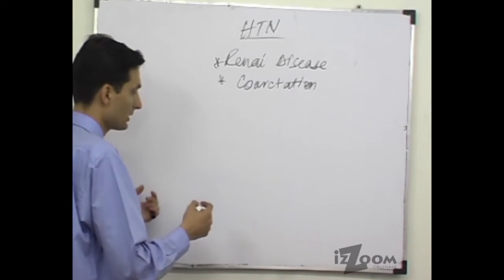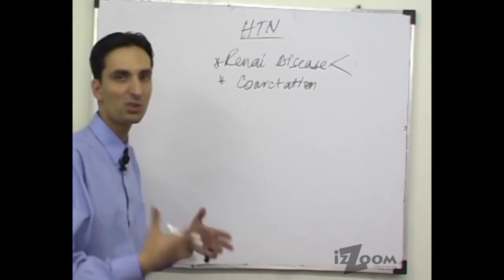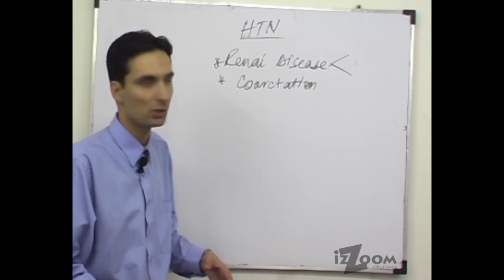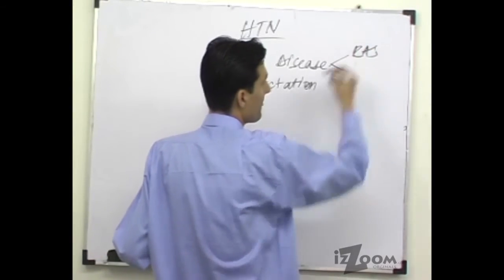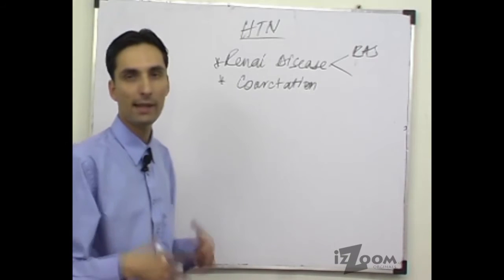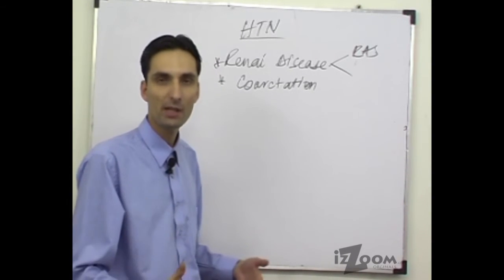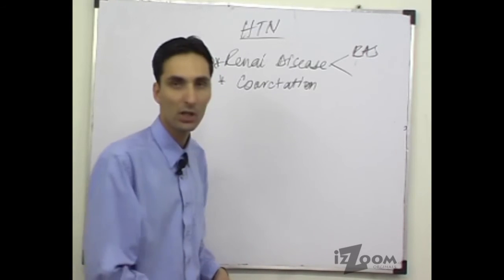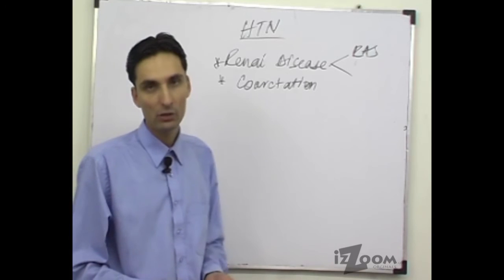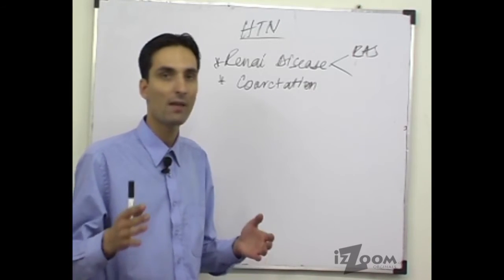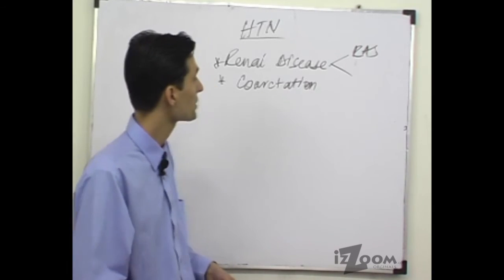You examine the child. Renal disease leading to hypertension can be of two types. They can have renal artery stenosis, and renal artery stenosis in young children can be due to fibromuscular dysplasia. Sometimes patients who have a history of umbilical artery catheterization can have renal artery stenosis, or blockage of the renal arteries, leading to hypertension.